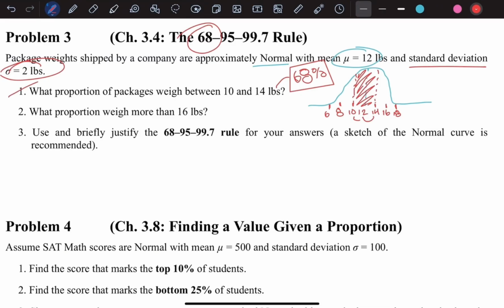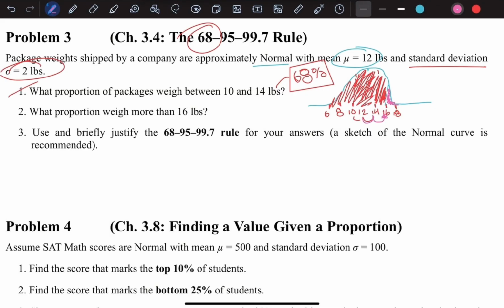So number 1 done. Number 2, what proportion weighs more than 16 pounds? So this would be all of this. We are trying to find this sliver right in here. So this would be 2 standard deviations away from the mean.